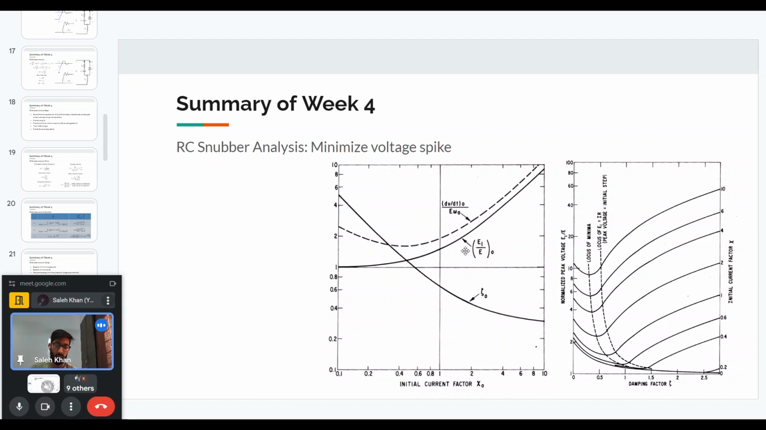And then once we choose a particular value of E1 that we want to limit the voltage to, then we can find E1 by E in this graph. For example, if the E1 by E is 2, that is E1 can be twice the value of E, then based on this, we can find what is the value of the initial current factor and what is the value of the damping ratio.